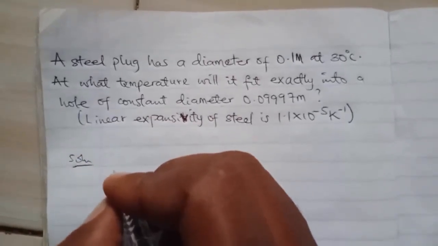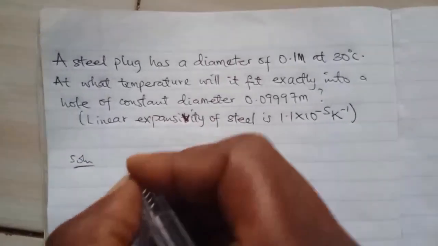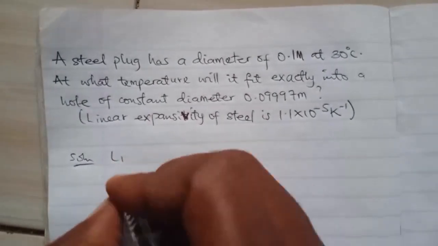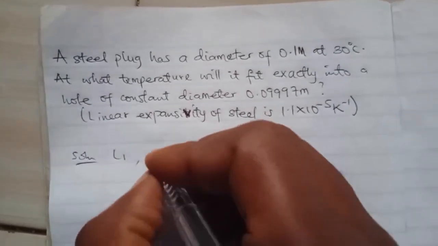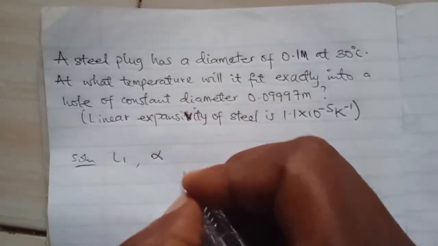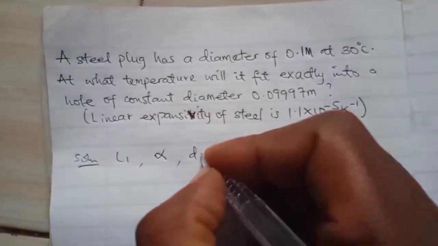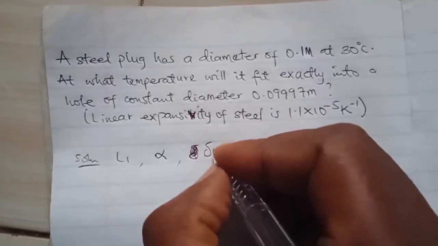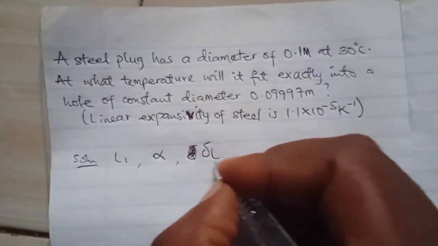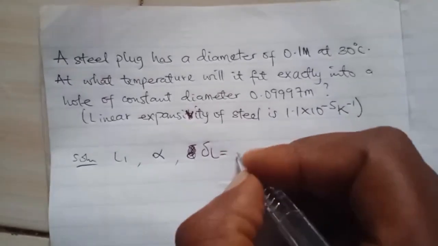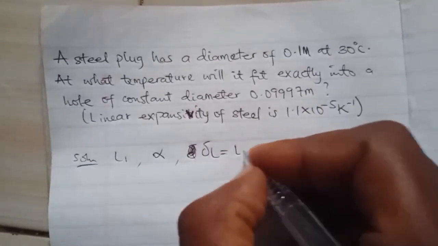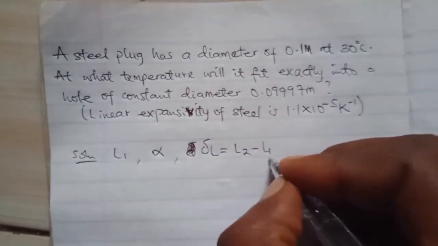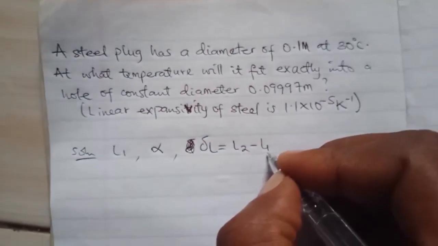what we're going to say is that the original length, that's the initial length of this steel, we call it L1, and the linear expansivity, we will use alpha to denote it. Now, the expansion that this steel actually underwent, we can use ΔL, that's the change in L, and how we obtain it is we can say L2 minus L1. This L2 is the new length and the L1 is the original length.